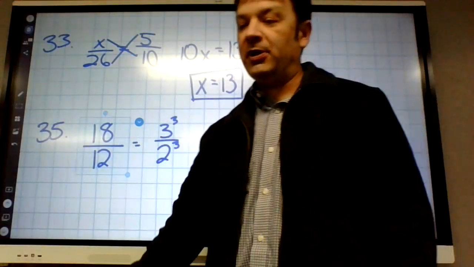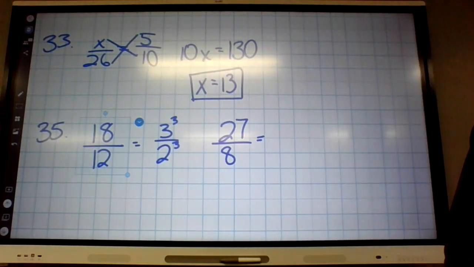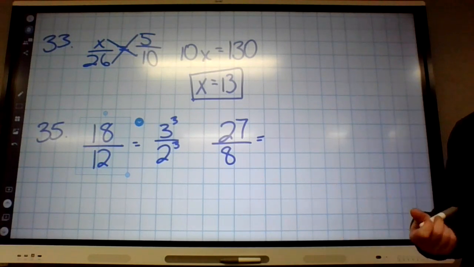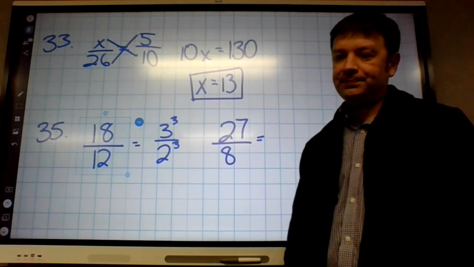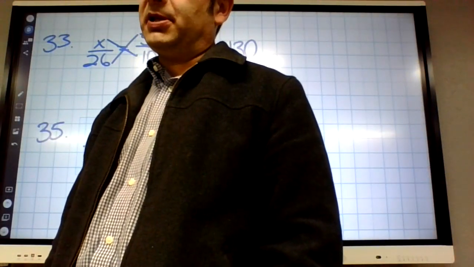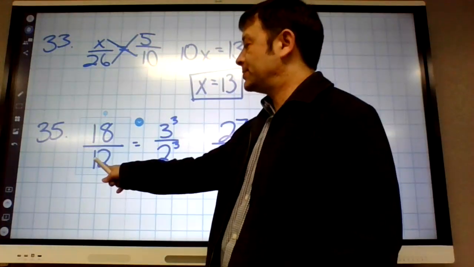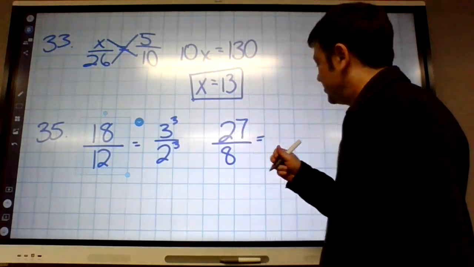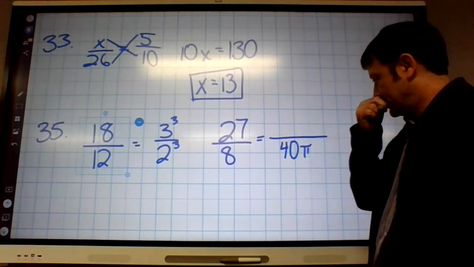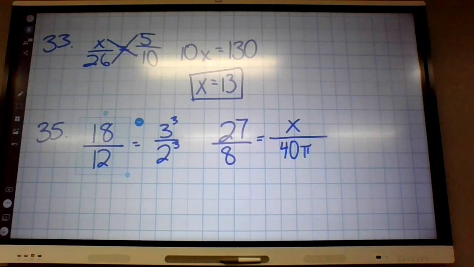Then they tell us the volume of one of the cones is 40 pi. Is that the big cone or the little cone? Wait, it says if a similar cone 12 inches tall has a volume of 40 pi. So the 12-inch tall cone has the 40 pi volume, so the 12 is the smaller one. So the 40 pi is the smaller volume, so it should go down here. So we're looking for the volume of the bigger one.